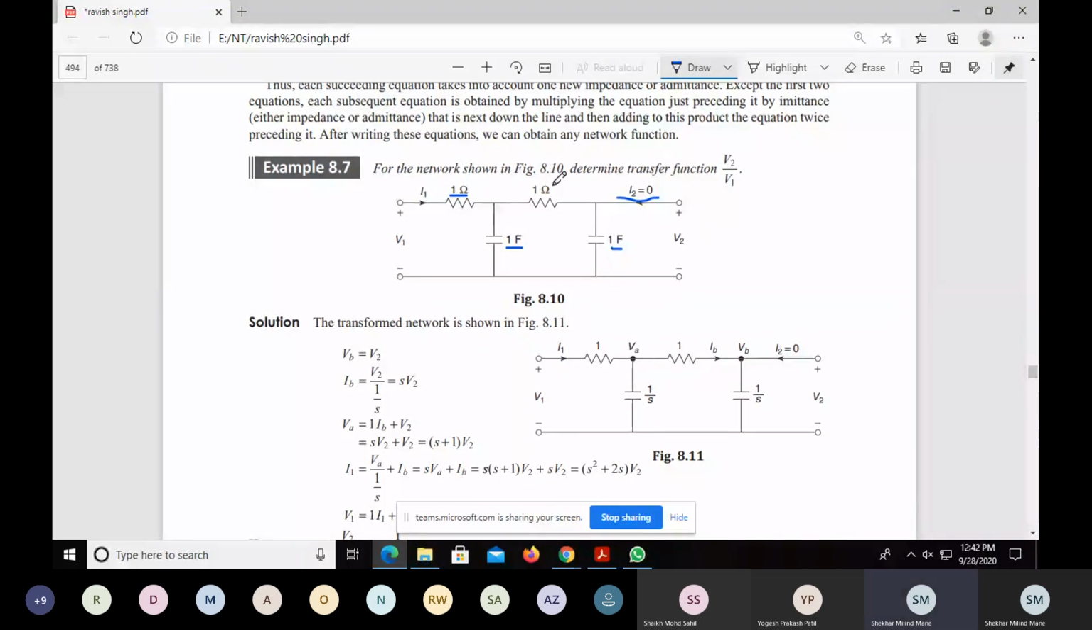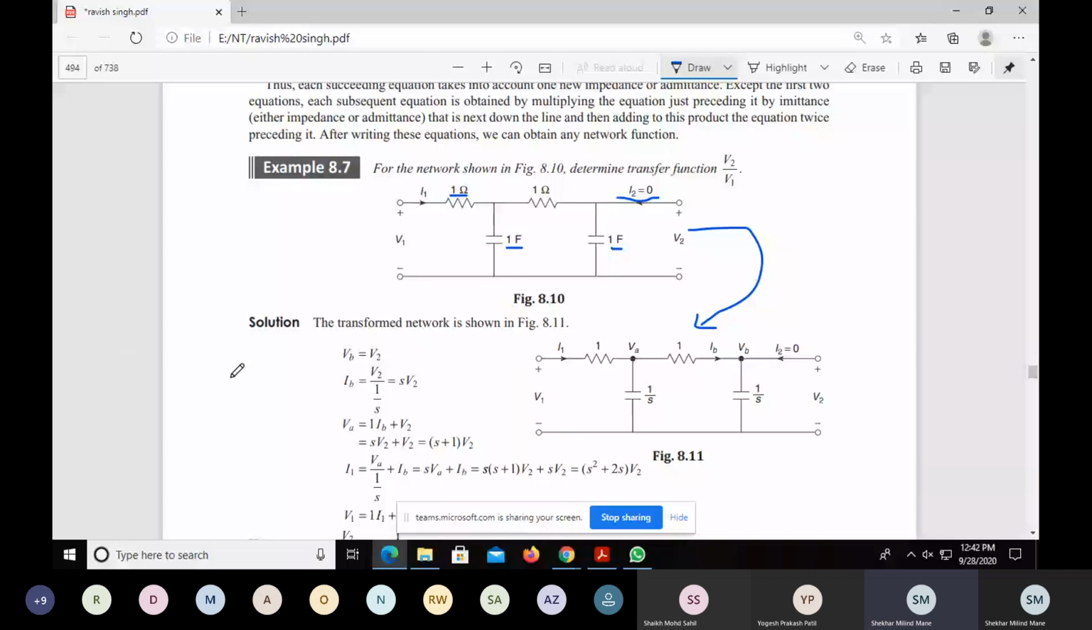Now first thing you have to convert this network into the S domain. So in the S domain, 1 ohm is the same 1, then 1 farad is 1 upon Cs. So the value of C is 1. That's why 1 upon S. Similarly, here for 1 farad, it will be 1 by S.